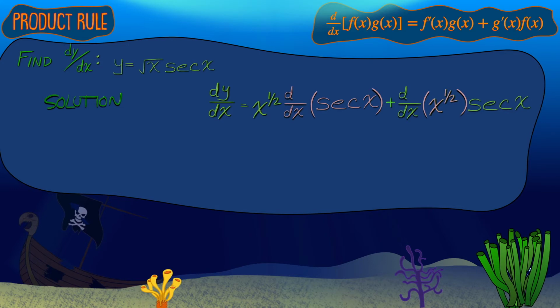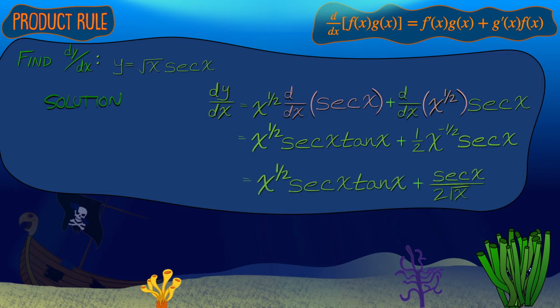times secant x. Now it doesn't matter which we do first, if it's f prime g plus g prime f, or if we write it as g prime f plus f prime g. You can see that in this one I'm doing the derivative of the second function first, and it doesn't really matter which order we put them in. The derivative of secant x is going to be secant x tangent x. And the derivative of x to the 1/2, we bring down that exponent, so we have 1/2 x to the negative 1/2. We can rearrange these just a little bit, so we end up with the square root of x secant x tan x plus secant x over 2 square root x.